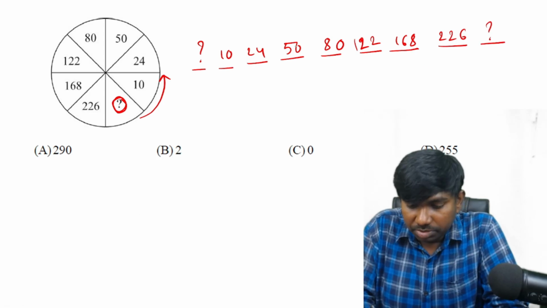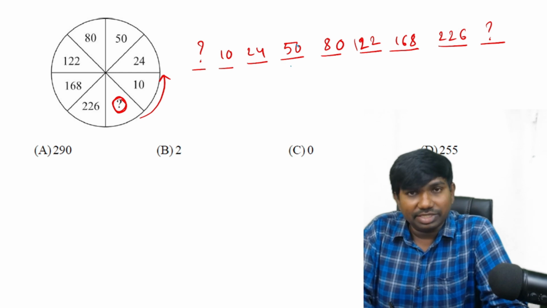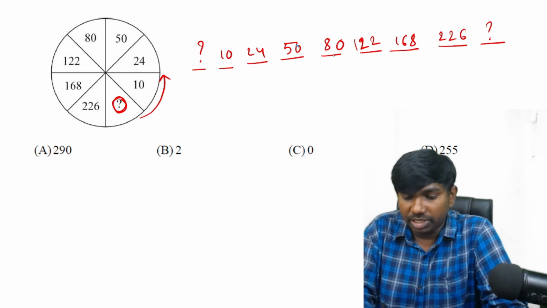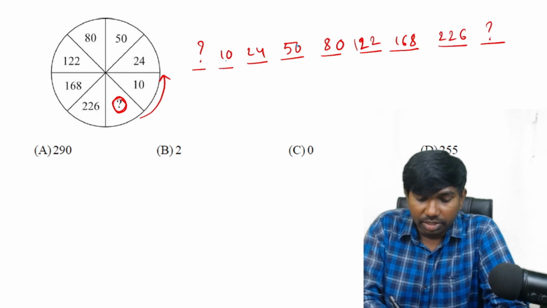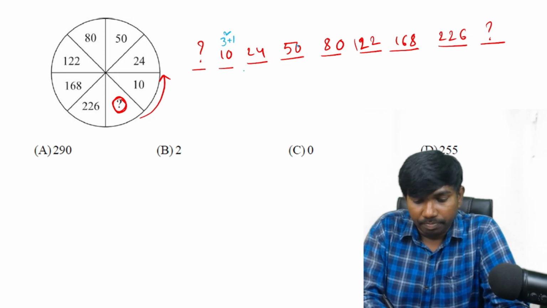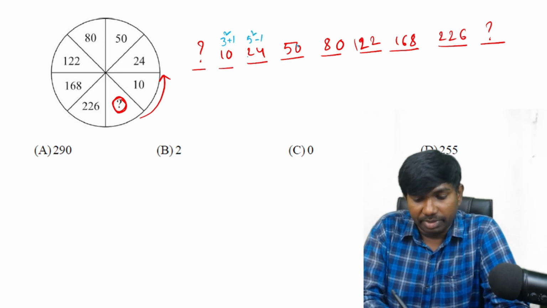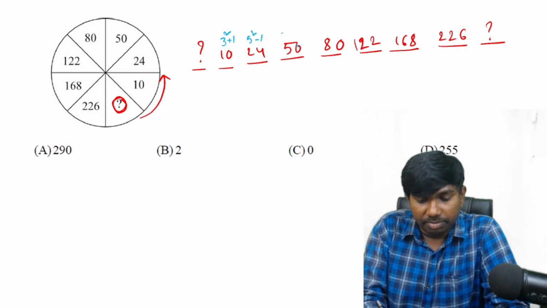So observe all the numbers. Are these any special numbers? No, they are not exactly special numbers, but they are nearby some special numbers. They are nearby some square numbers, correct? So this number is nothing but 3 square, 9, plus 1. This number is nearest to 5 square, 25, but it is minus 1. 50 is nothing but 7 square, 49, plus 1. 80 is 9 square, 81, minus 1.